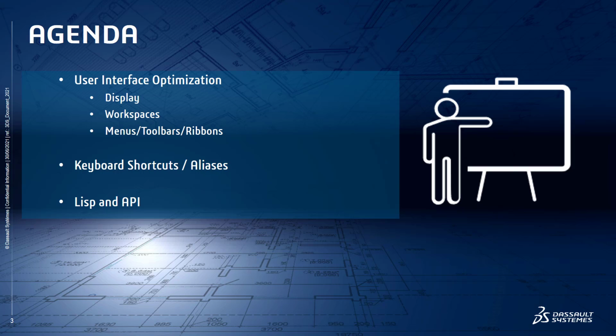We have divided the presentation into three main agenda, which we understand are important for any new user getting started with DraftSight. First is UI level customization. Second, customization related to keyboard and shortcuts. And third is customization using programming such as Lisp and other APIs.